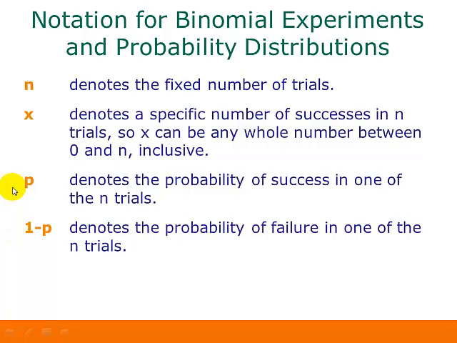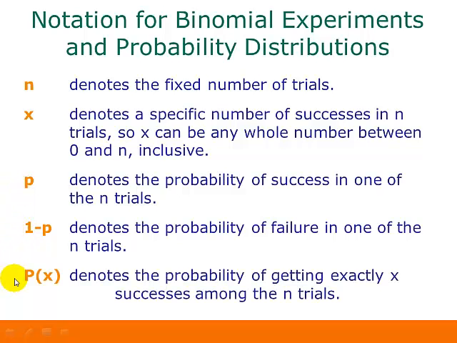And one thing to notice here, since we can only have 2 outcomes, either success or failure, those 2 outcomes are complementary events, and that means that their probabilities have to add up to 1. So that's why we have p for the probability of success and 1 minus p for the probability of failure, because those 2 are complements of each other. Finally, an uppercase P of X denotes the probability of getting exactly X successes among the N trials.